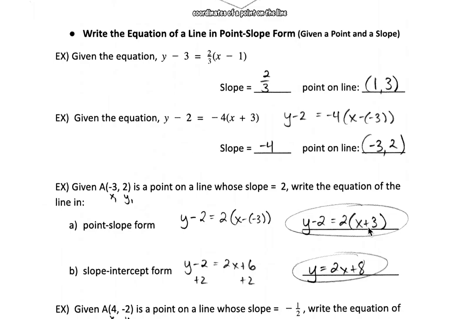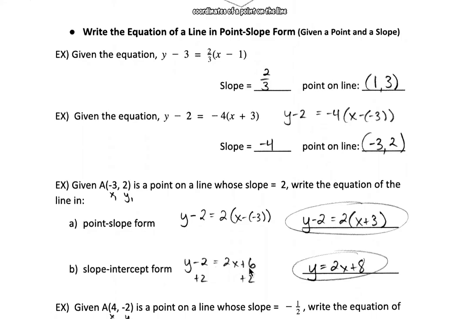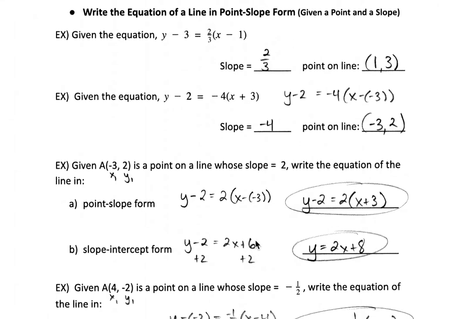From there, we can actually rewrite it in slope-intercept form, and we'll know what the y-intercept is. So in order to do that, we're going to solve for y. First, on the right side, we're going to distribute. So 2 times x is 2x, and 2 times positive 3 is positive 6. So we have y minus 2 equals 2x plus 6 so far. One more step to go to get it into slope-intercept form. We're going to add 2 to both sides, making sure that we add it to its like term over here, the y-intercept. So now we have y equals 2x plus 8. We know our y-intercept is now at 0, 8.